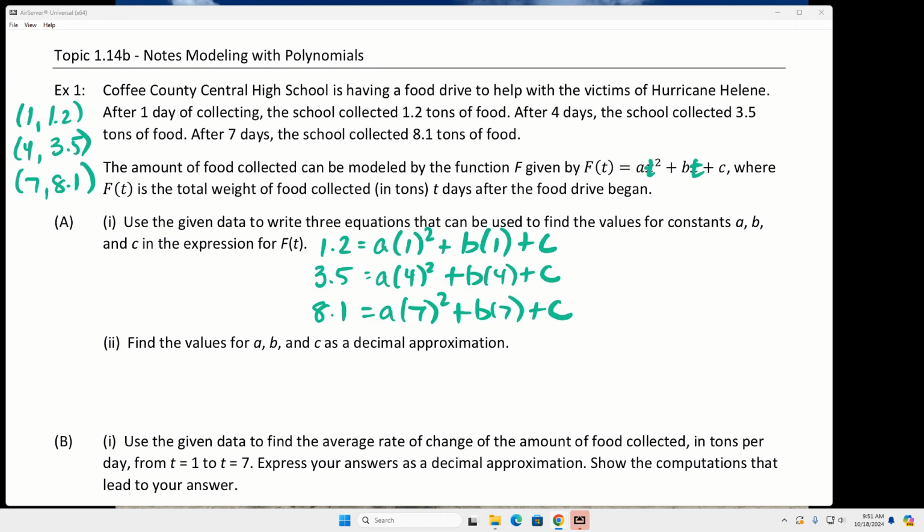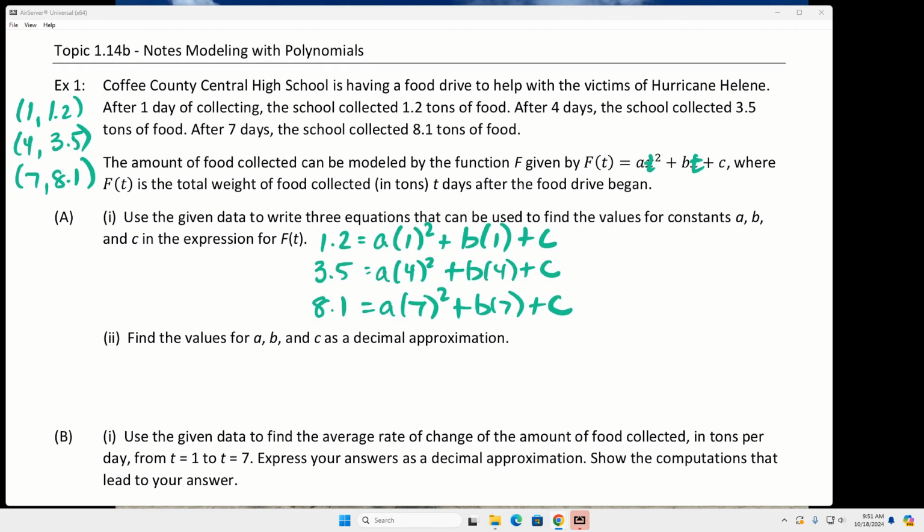The second one is also pretty easy to earn as long as you know how to do regression equations. And so part 2 says to find the values of A, B, and C as a decimal approximation. So we're going to put the data in the calculator. I'm going to let you guys do this without me helping you. I think you're fairly certain you've got this. So you're going to go to Stat and Edit, and then your list 1 is going to be the 1, 4, 7, and list 2 are going to be those 3 output values.